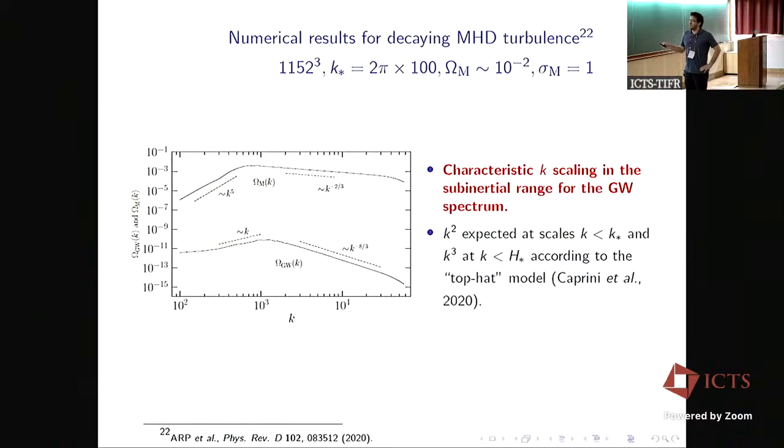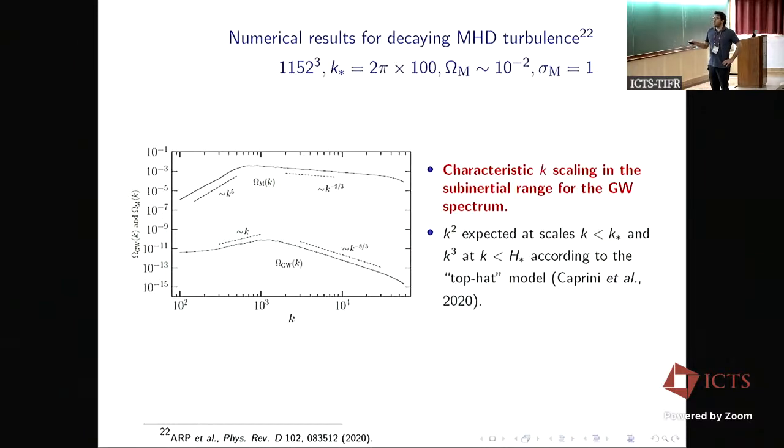But then below the peak, what we actually find is something that is linear, which is also very similar to what Thomas was describing for the Higgs simulations. This is a characteristic k-scaling that we are finding for the first time for this type of simulations, of course.